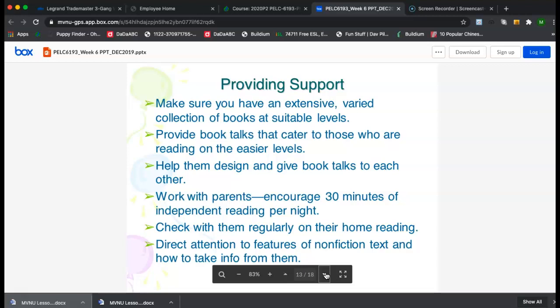Work with your parents. Encourage 20 to 30 minutes of independent reading per night. Check on that reading at home. Hold them accountable, the parents and the students, for that. Direct attention to features of nonfiction text, and how to take info from them.